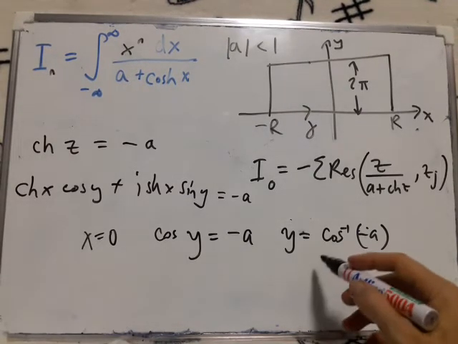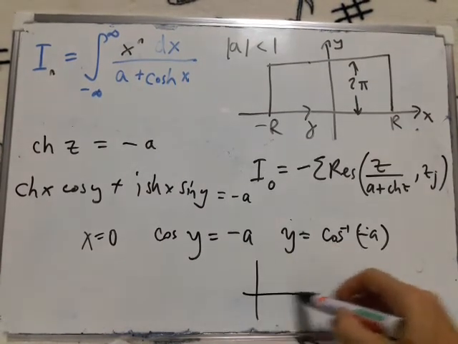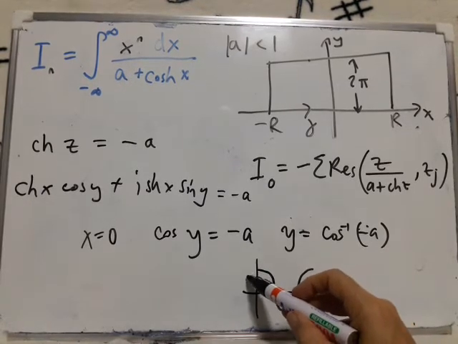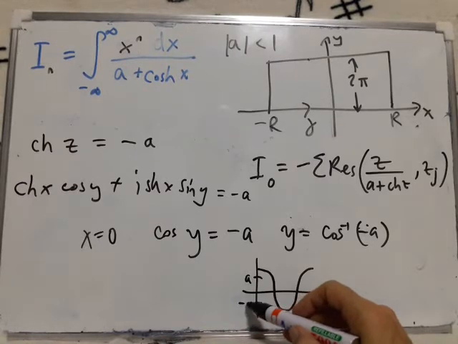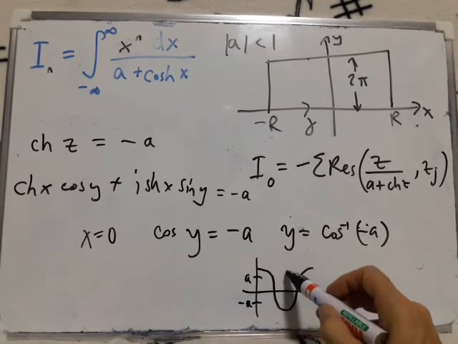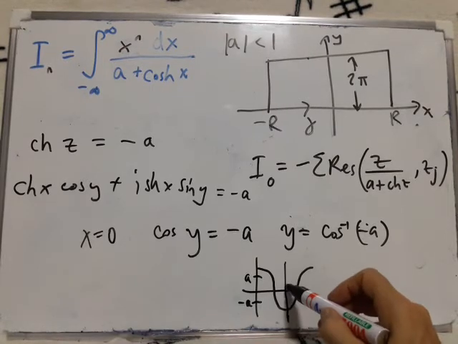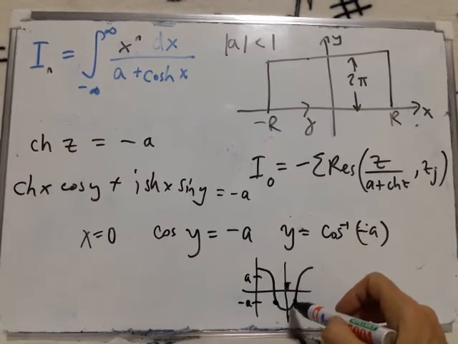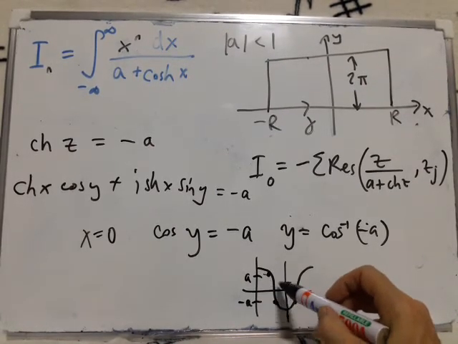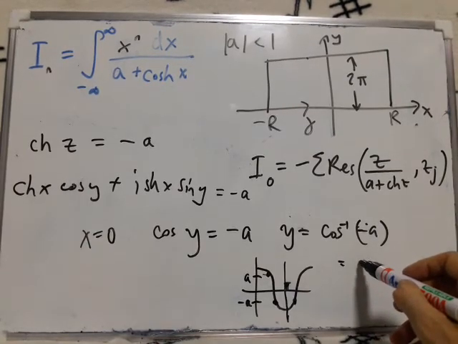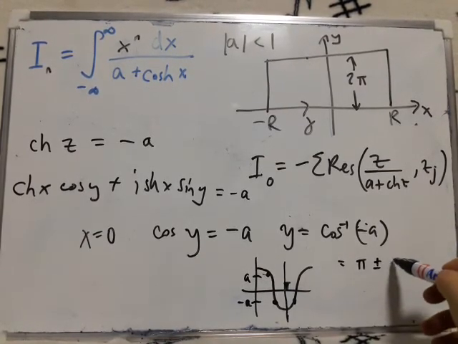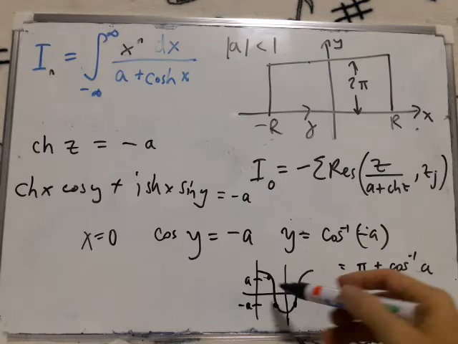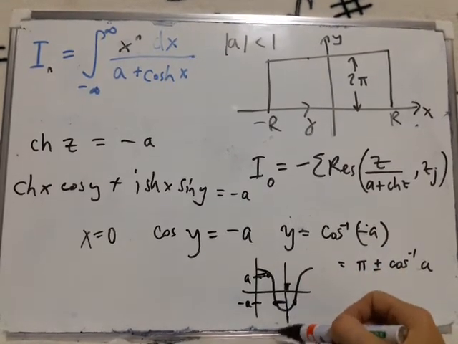And inverse cos of minus a, if we draw a picture of what cos looks like. If this is a and this is minus a, this is pi, then there should be two solutions, but because of the symmetry, those two solutions are going to be pi plus or minus inverse cos of A. Okay, this distance here is going to be the same as this distance here.